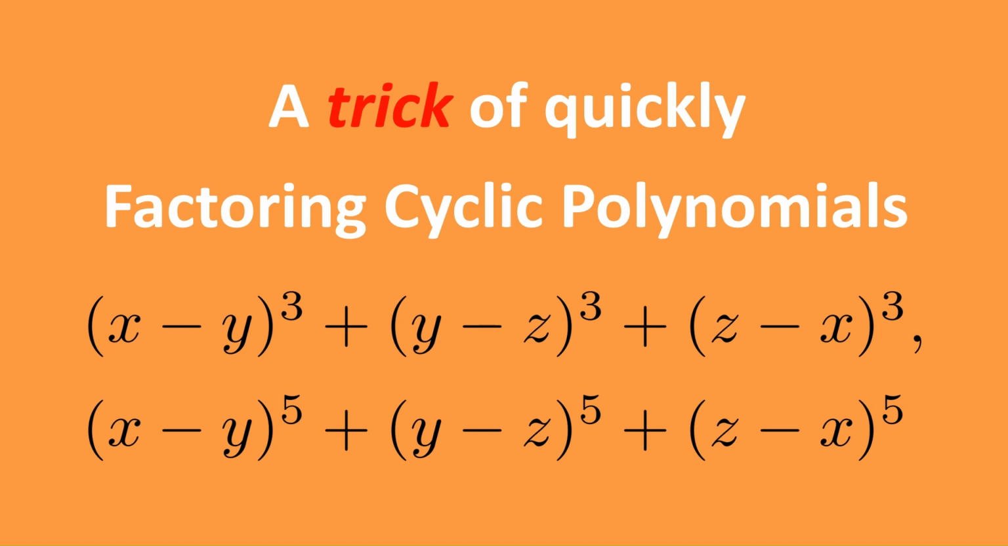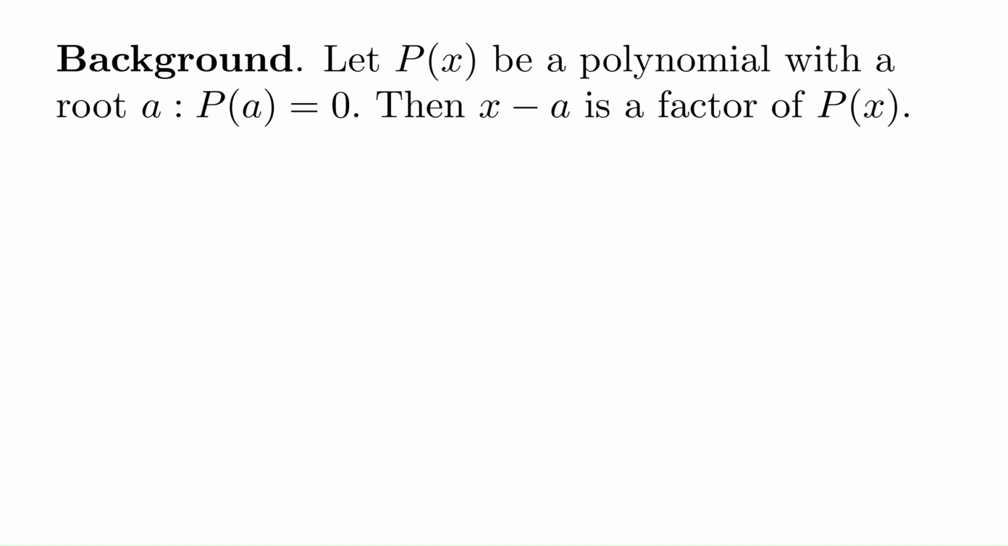I'm going to discuss a trick for quickly factoring cyclic polynomials. Both examples here are homogeneous. Here is the trick. Let p of x be a polynomial with a root a, meaning p of a equals 0. Then x minus a is a factor of the polynomial. This result is related to the zero-factor theorem. We are going to use this to factor the polynomials.